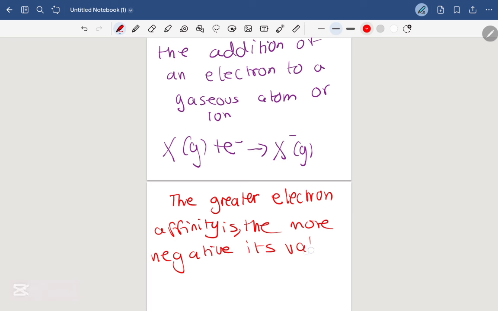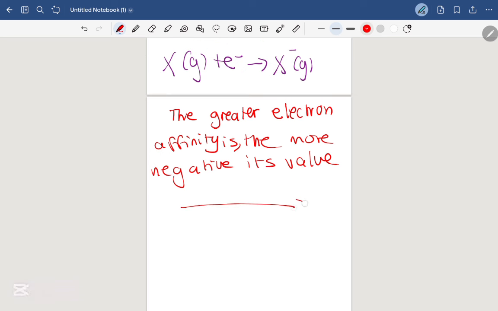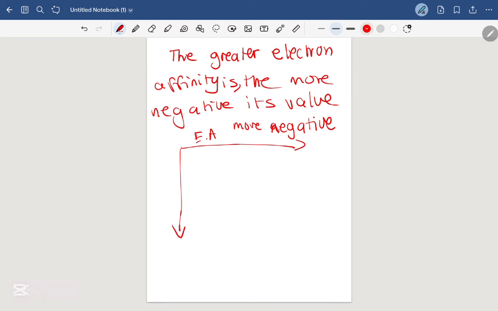We also need to know that across a period, electron affinity, which I'm going to label as EA, like EA Sports, becomes more and more negative. Whereas as we move down the group, it becomes less negative. So as we go across a period, it becomes more negative, and as we go down, it becomes less negative.